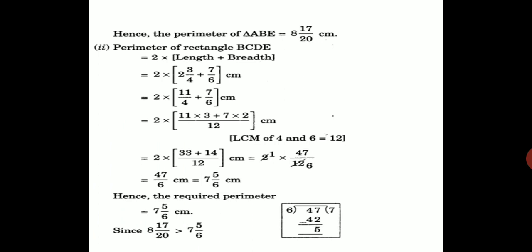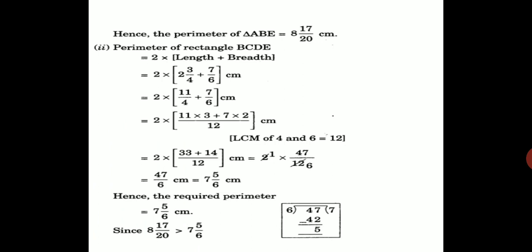Now what number should I multiply with the 4 so I get 12? That is 3. So I have to multiply 11 also with the 3. What number should I multiply with the 6 to get 12? 2. So I have to multiply 7 also with the 2. So you can see 11 multiplied by 3, the answer is 33. 7 into 2, what is the answer? 14.